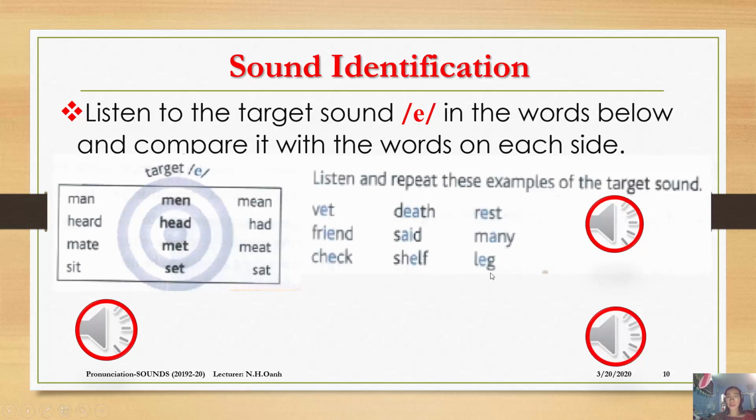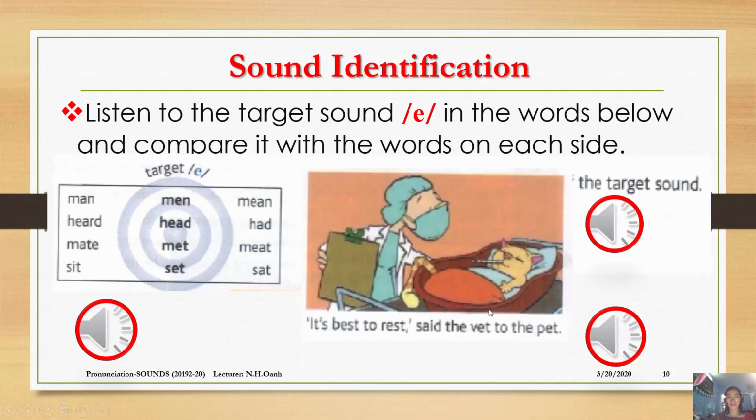Now we will put these sounds in a sentence. It's best to rest, said the vet to the pet. Now we will listen. It's best to rest, said the vet to the pet. Now you try. Listen carefully and say the sentence. It's best to rest, said the vet to the pet. Excellent. Now we go on.